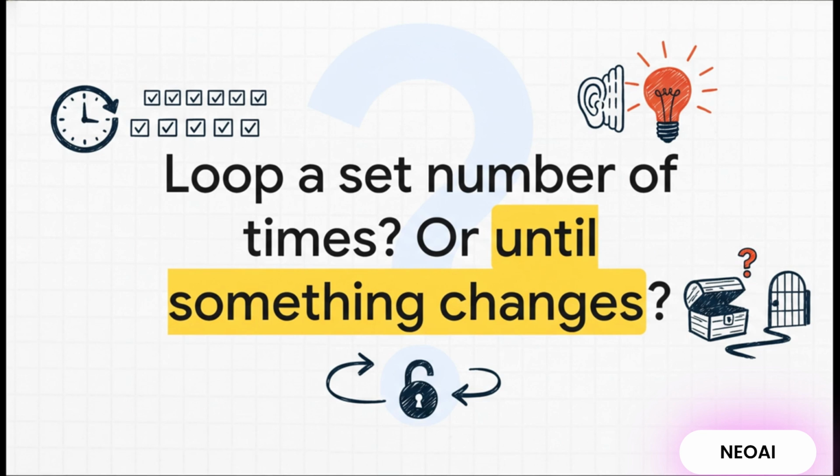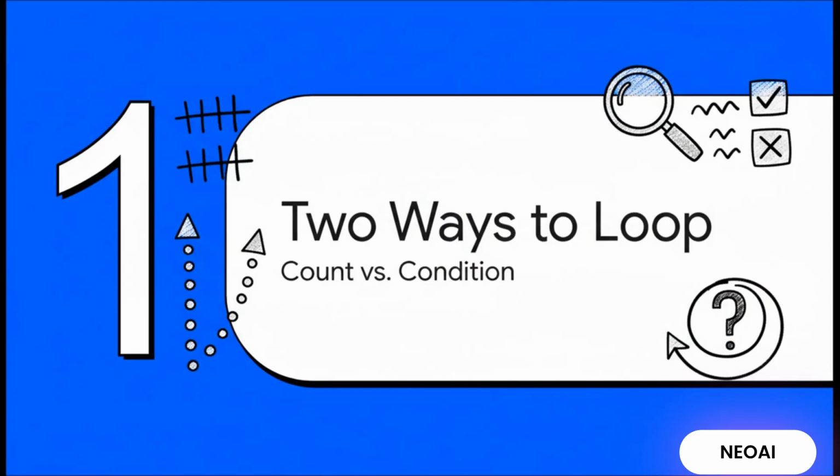What if your program needs to just wait, to listen and keep checking until something specific happens, like a user finally typing quit or maybe a game character's health hitting 0? Well, that's the exact problem the while loop was made to solve. You see, in Python, you've really got two main ways to make a loop, and it all boils down to one simple question. Are you counting, or are you checking a condition?